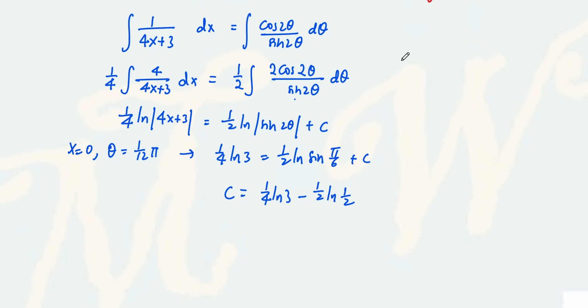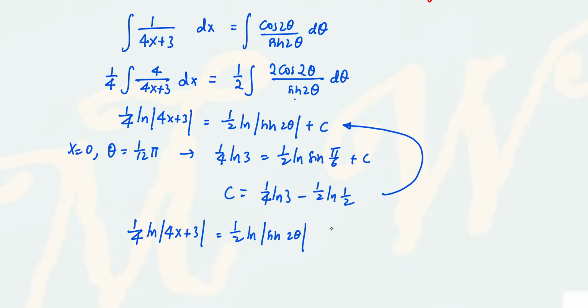Okay. And then from here, you can just leave your answer in this form. And then now I will substitute this c into this result. So I will get 1 over 4 ln(4x plus 3) equals half ln(sine 2 theta) plus 1 over 4 ln 3 minus half ln half.